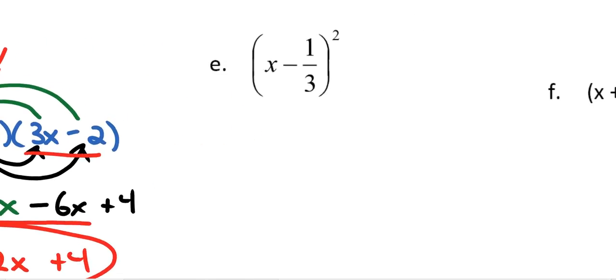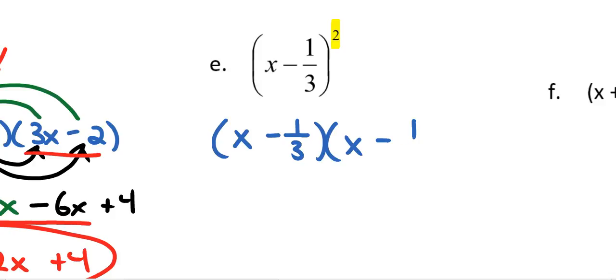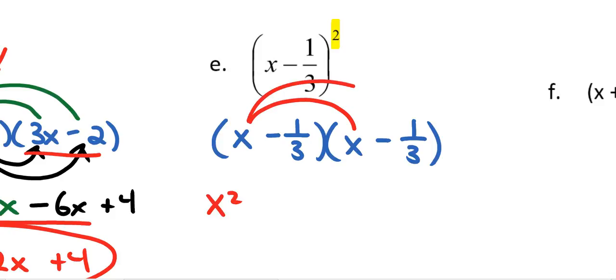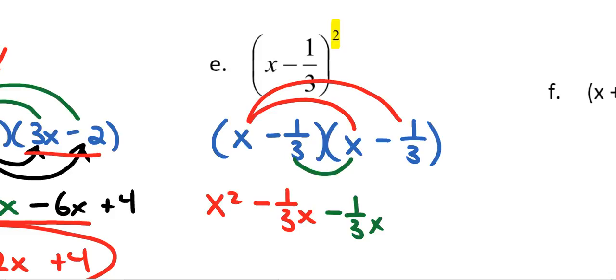Question number E. For question number E, I see this exponent there to the power 2, so that means I need to times the brackets by itself. So this will be x minus 1 over 3 times x minus 1 over 3. And we just need to FOIL this out. So x times x will be x squared, and then x times negative 1/3 will be negative 1/3 x. And then if I times the middle guys, I'll get negative 1/3 x. And negative 1/3 times negative 1/3 will be positive 1 over 9.